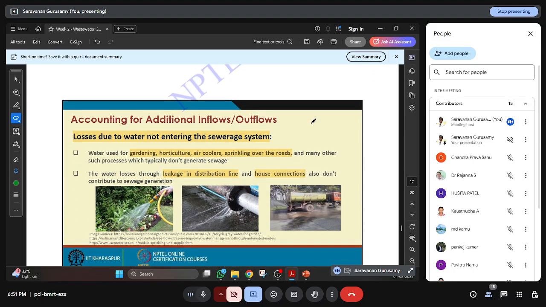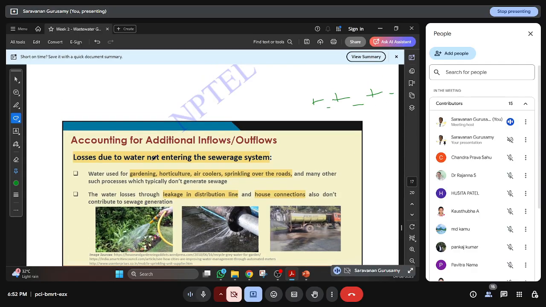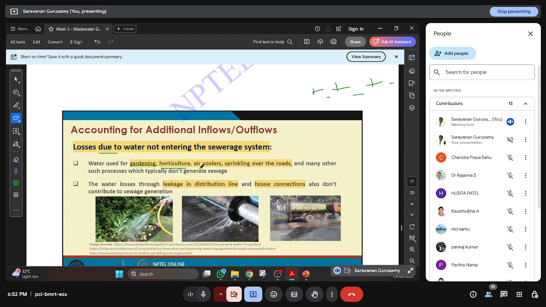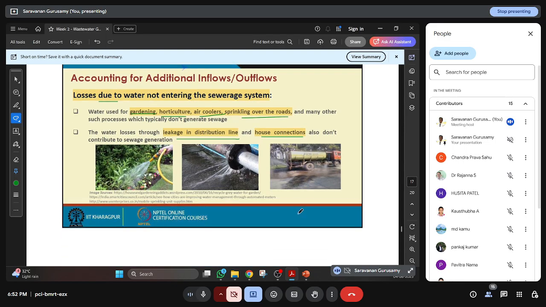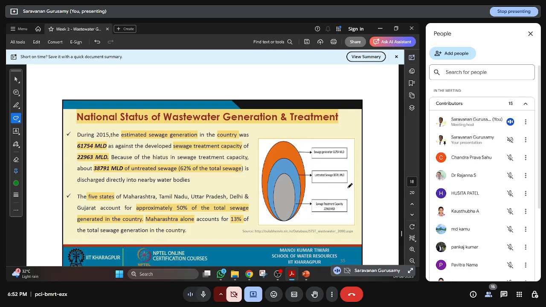And losses. These are all additions we are talking about: from institutions, from private households, and the third one is from infiltration. The fourth one is a subtraction, like losses. Some people may use water for gardening, horticulture, air coolers, which will not come out in my sewer. Some people may use it for road sprinkling, and there is leakage in the distribution line and house connections. That also I can calculate by some field survey, and I have to subtract it in my sewer line design. So that will be totally taken care of in my sewer calculation.